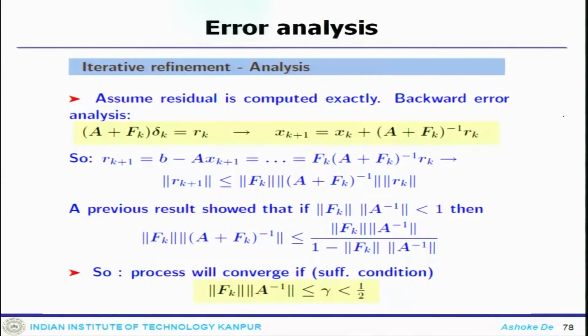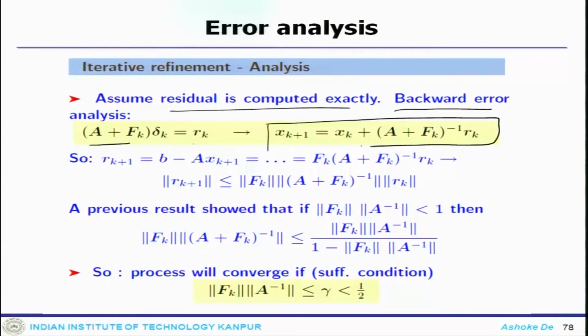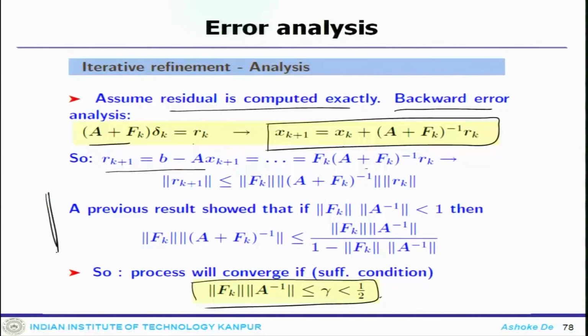Now, once you do the refinement analysis, what we have done is that the residual is computed exactly. So, if you want to estimate the backward error, A plus F k delta k equals r k. So, at the second level of refinement, x k plus 1 would be x k plus A plus F k inverse r k. One can see that r k plus 1 is b minus A x k plus 1, and similarly if you write. So, this is the sufficient condition for the convergence that one has to achieve. These are similar kinds of proofs that we have done.